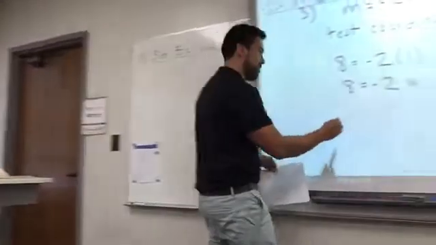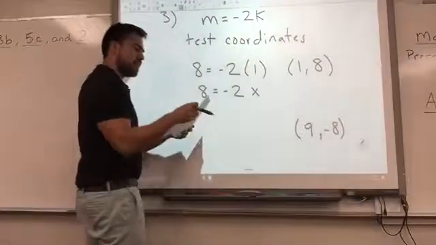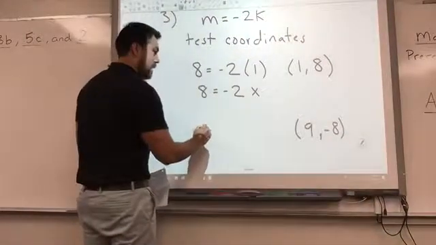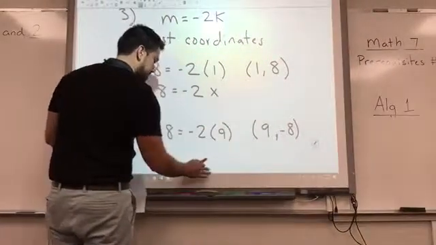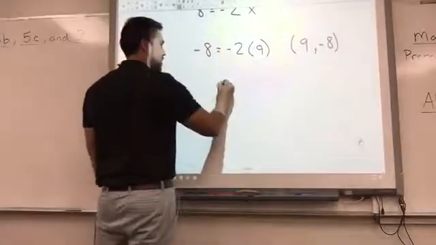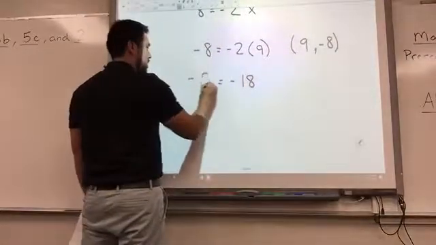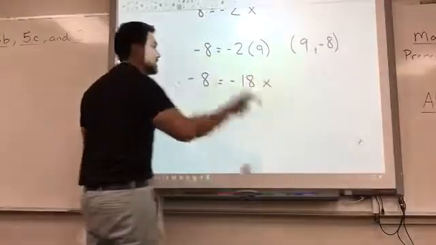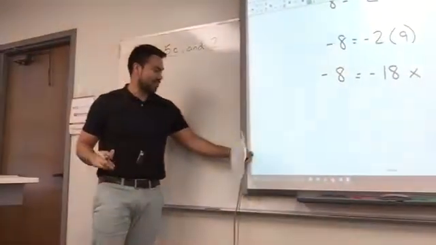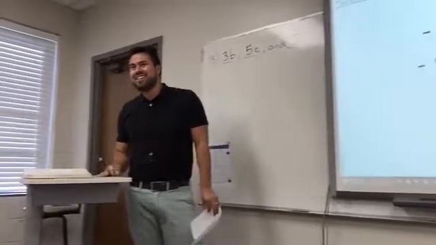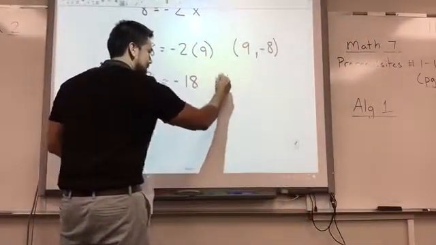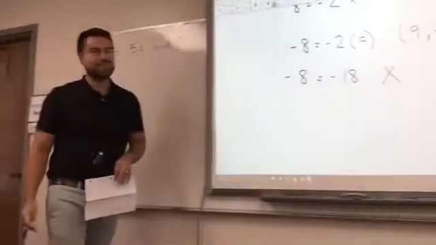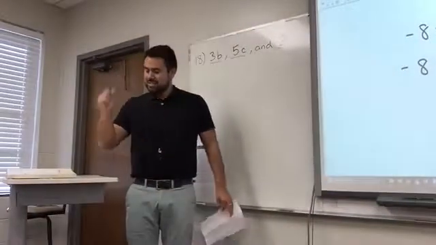But maybe that was a fluke. Let's try the next one. Down here, is it 9, negative 8? Okay, good. Negative 8 equals negative 2 times 9. So what's negative 2 times 9? Negative 18. Oh, no. That is not it. Oh, my goodness. What's happening here? Oh, sorry. This is not an x. It is an x, but it's not a variable. I don't want to throw myself off. That's not correct.